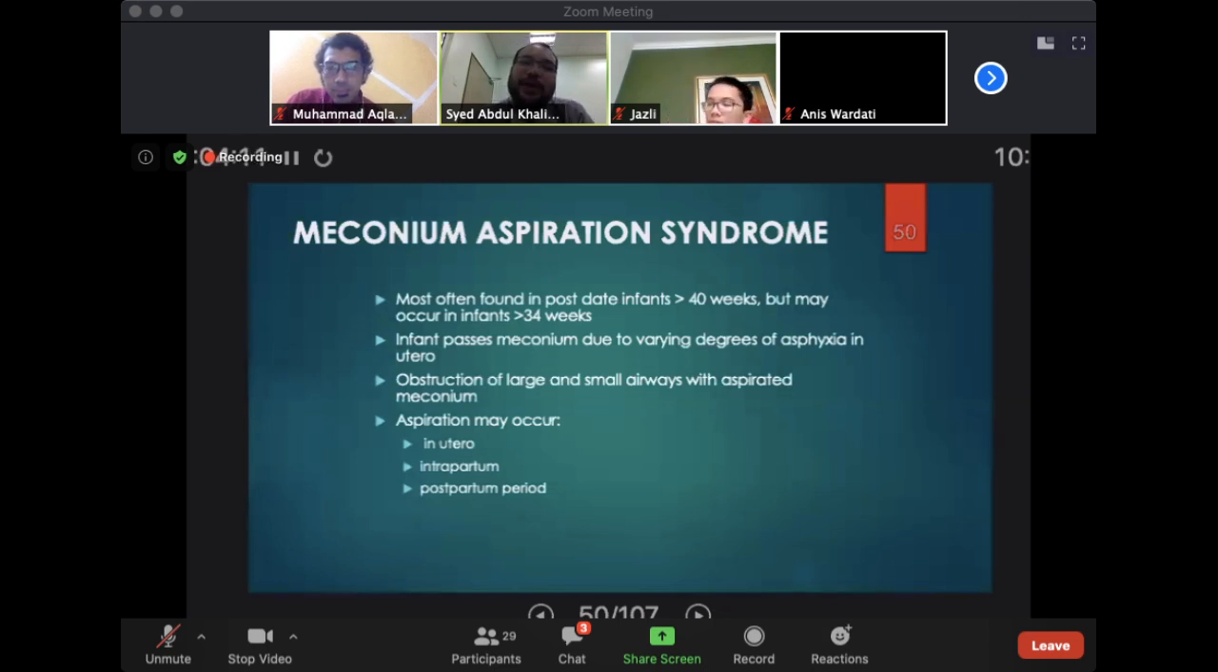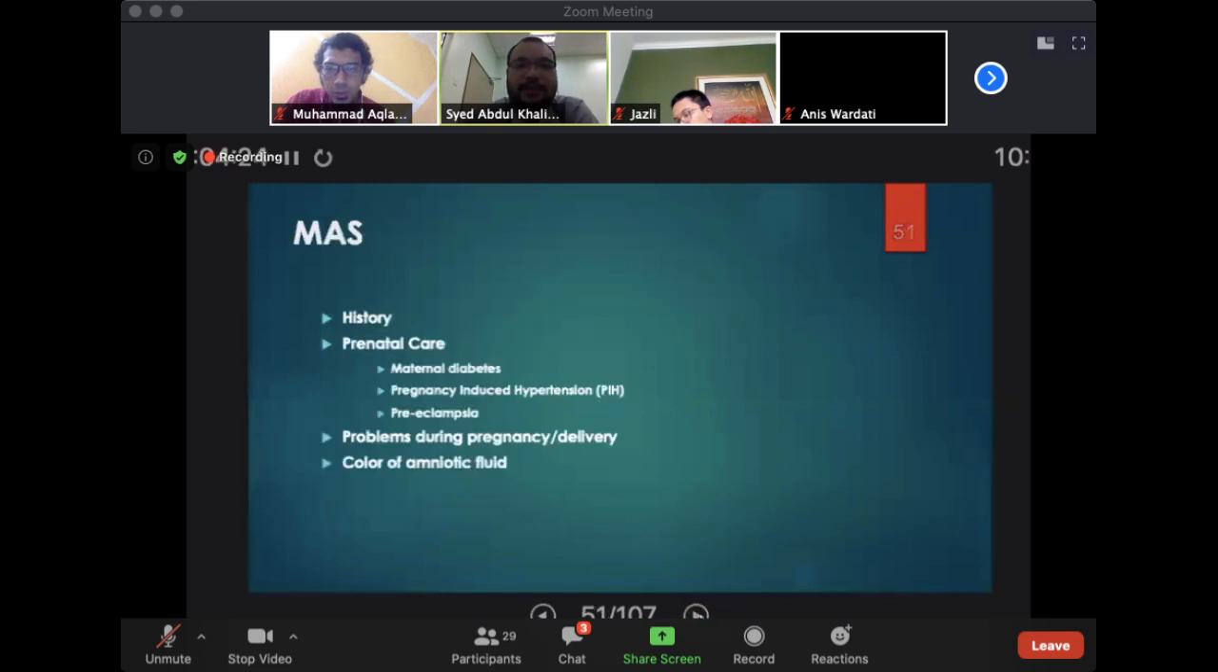So some, because of their post-date, there is some element of placental insufficiency, they are hypoxic. So when they are hypoxic, when they are stressed, they pass meconium. Okay, kita baru separuh ni, banyaknya mungkin aku cerita ni.